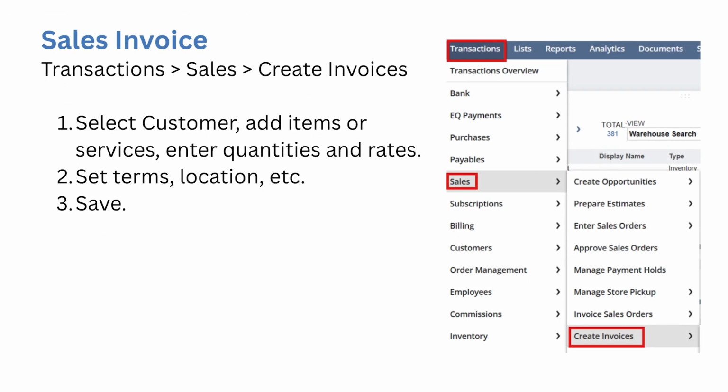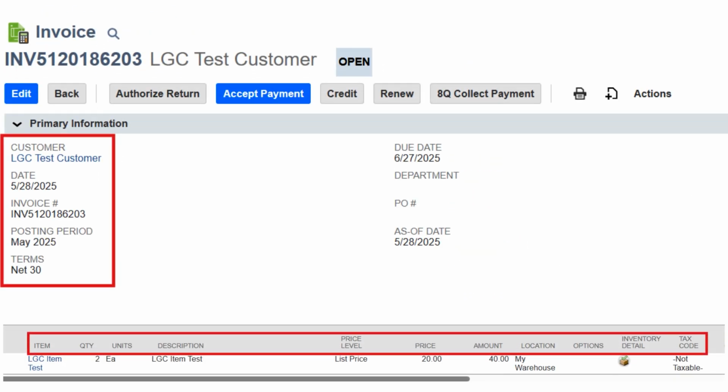Below are some common types of transactions. Let's start with the sales invoice. Navigate to Transactions, Sales, Create Invoices. Select Customer. Add items/services. Enter quantities and rates. Set terms, location, etc. Save. This is a sample invoice with all required details filled in.